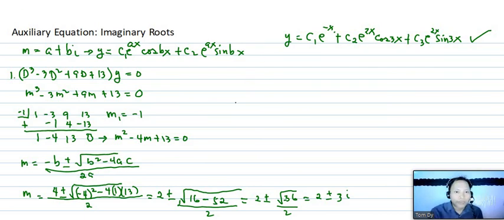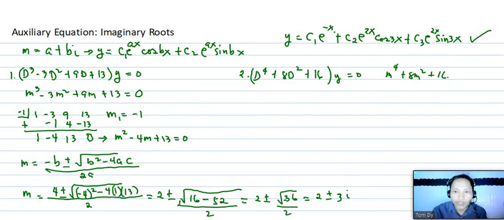Another example, we have number 2. Okay, we will just fast track our solution for example 2. We have D raised to 4 plus 8D squared plus 16 times y is equal to 0. So when we write here our auxiliary equation, we have m to the 4th plus 8m squared plus 16. Notice this one, we can factor this one as m squared plus 4, m squared plus 4.